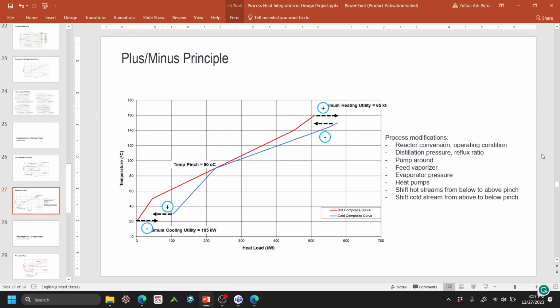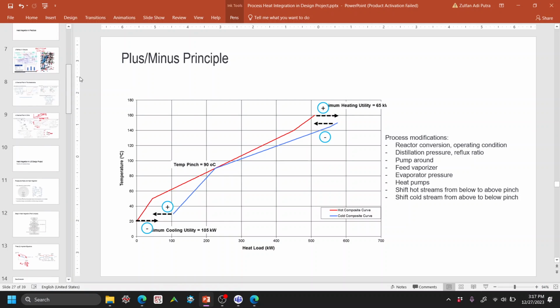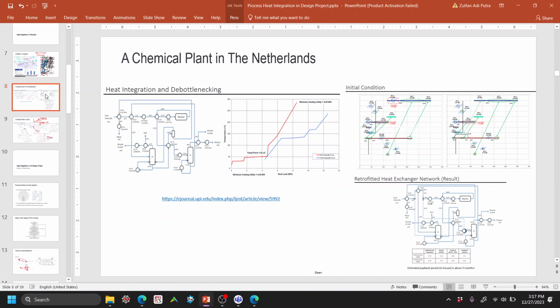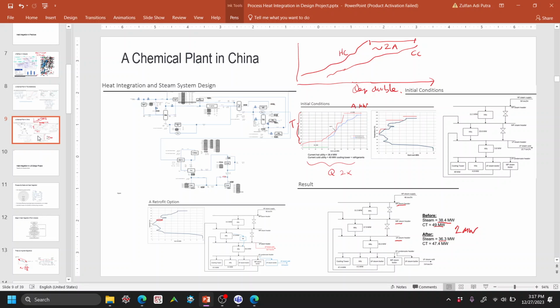Other options that we can do is then we can play around with the distillation pressure. So the examples that I did, well, this guy, we in fact, well, not we, because I'm no longer part of there, but they are licensors. They own the technology, and at that time they could not change the reactor conversions because it's already there, but they can shift some of the steam pressure.